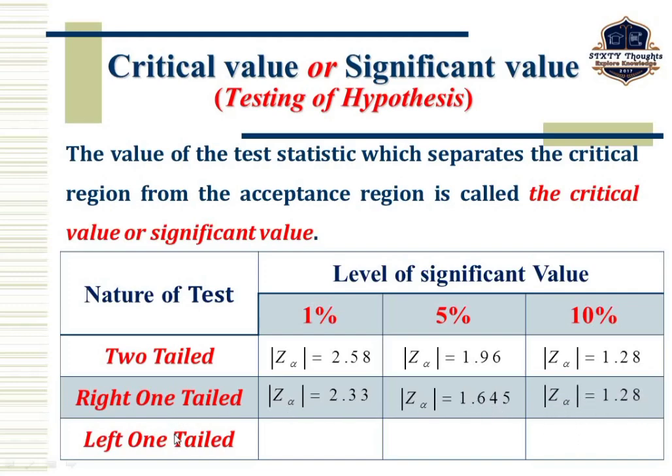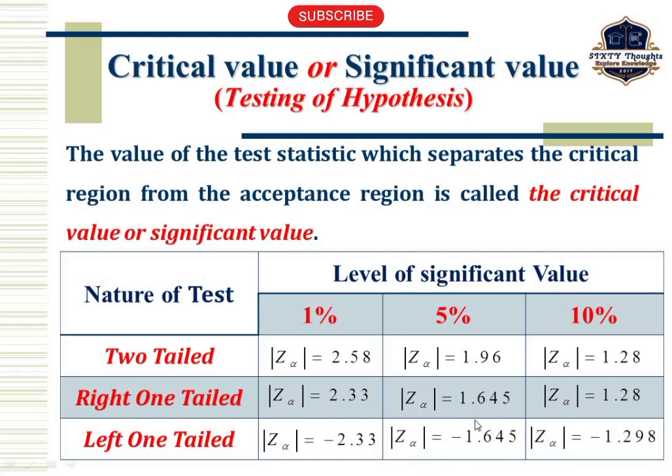Coming to the left hand side one-tailed test, we write the negative of the right hand side value. That means modulus of Z alpha equals minus 2.33, and the second one minus 1.645, and the third one 1.298. So these are the levels of confidence for 1%, 5%, 10% for large samples.